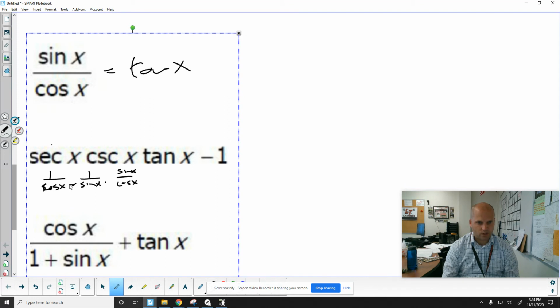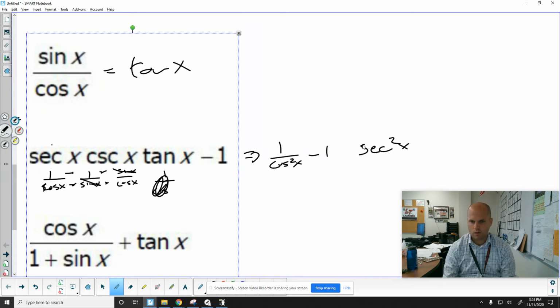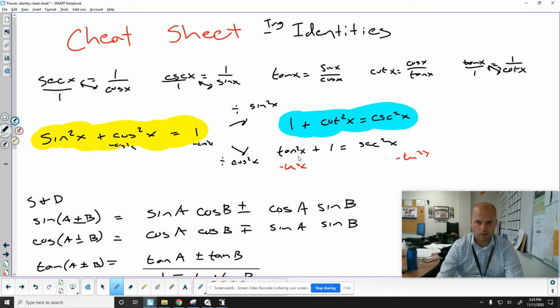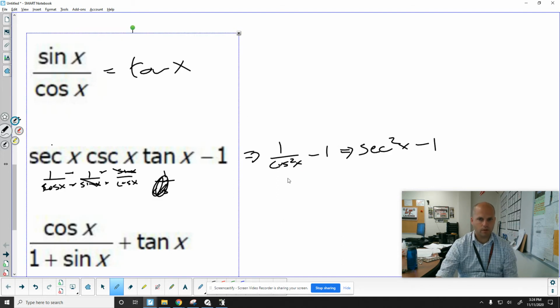If you multiply everything across, what you'd be able to do is cancel the sines, and you'd get 1 over cosine squared. So this turns into 1 over cosine squared -1. 1 over cosine squared is secant squared. Secant squared -1. Go back to your identity. Secant squared -1 is tangent squared. So subtract the 1: secant squared -1 is tangent squared.